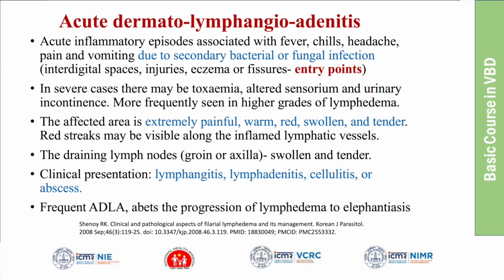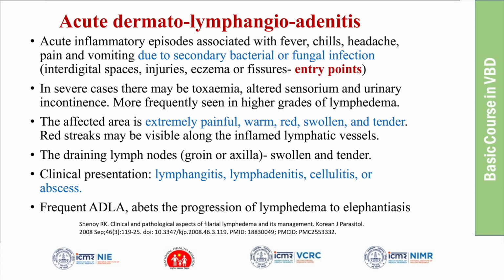So let's see about acute dermatolymphangioadenitis, which is nothing but ADLA. These are acute inflammatory episodes, usually associated with fever, chills, headache, pain, and vomiting due to secondary bacterial or fungal infection. Basically, these infections occur through entry points. As I already told, it can be through the interdigital spaces, or because of some injury, or because of dryness of skin and cracks which develop on the skin, or because of fissures.